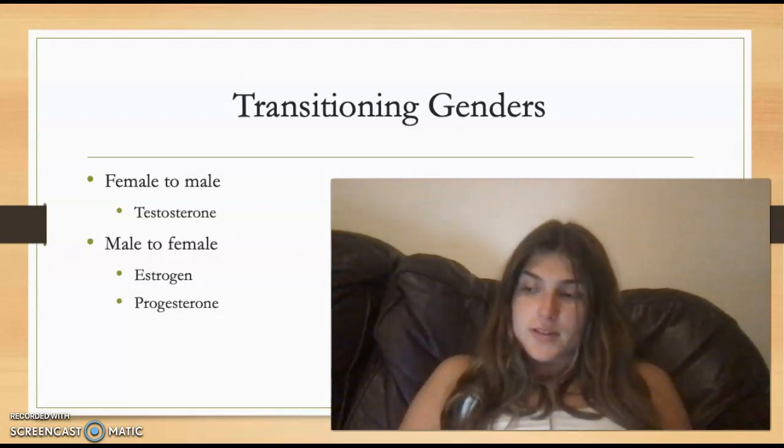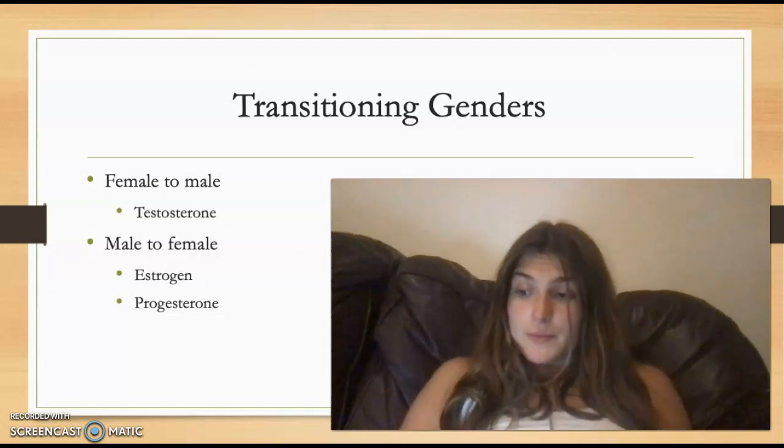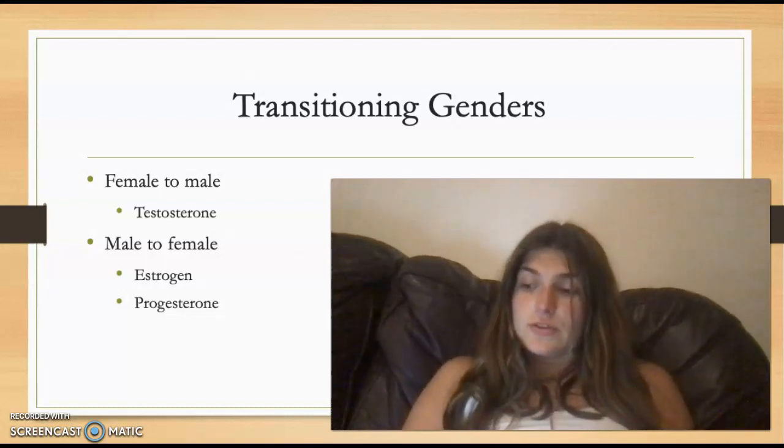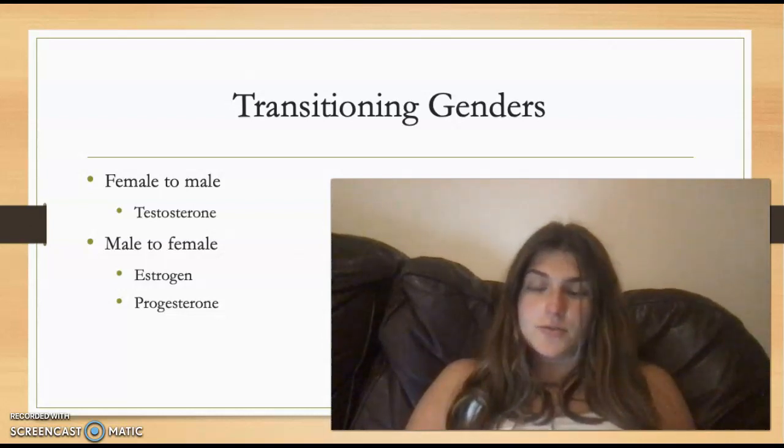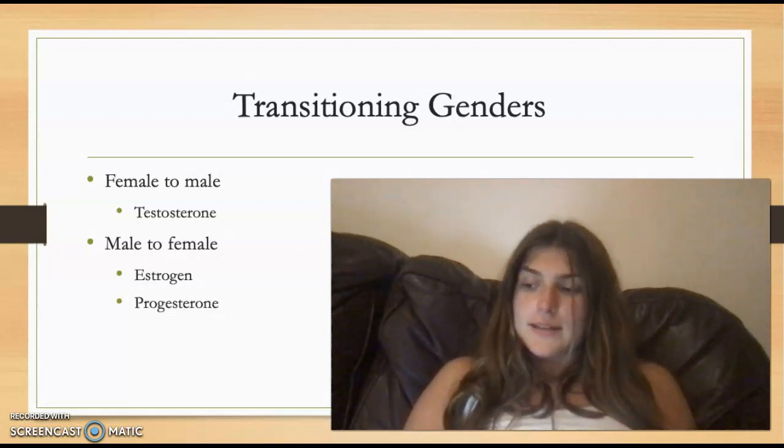If someone were to transition from female to male, they would be given testosterone, which decreases the production of estrogen and thus suppresses the menstrual cycle. Taking testosterone externally results in more facial and pubic hair, a deeper voice, and other male characteristics.